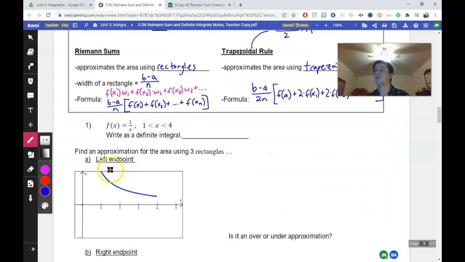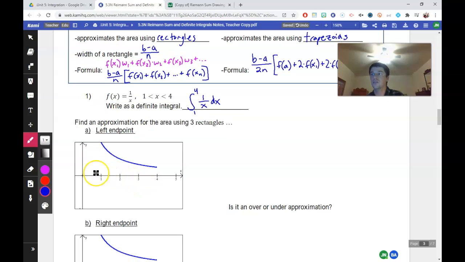First of all, we have a function, and we're going from 1 to 4. So let's write this as a definite integral. We write the integral with lower bound 1, upper bound 4 of 1 over x dx. And we're going to find an approximation for the area using 3 rectangles. As you can see, we're going from 1 to 4, so it divides up nicely. We have 1 rectangle, 2 rectangles, 3 rectangles that we'll be able to use for the base.